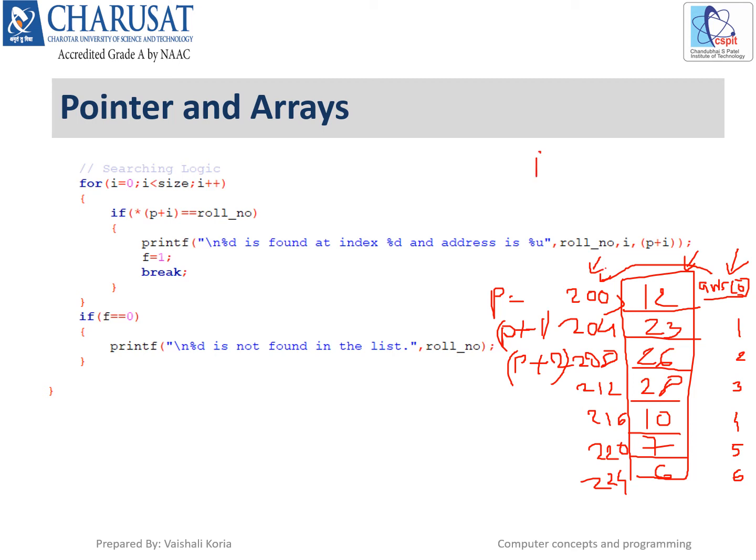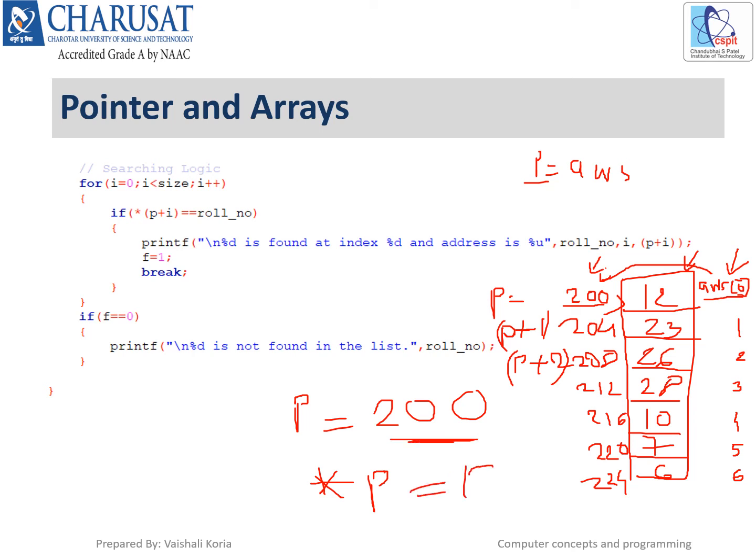Now when we write p = AWS, where p is a pointer variable, that means p has been allocated the address of the first element of the array, so p is equal to 200. Now using p, if I write simply p, then obviously it will give you the address 200. But when you write *p, it will give you the value at the address 200, so it will give you 12. This is how you can access the first element.